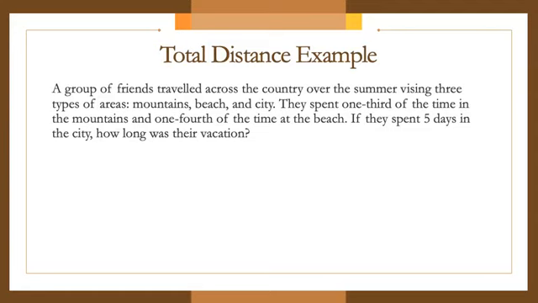Let's take a look at a word problem that can be modeled and solved using an equation. The first thing we always want to do with any word problem is to make sure we've read the problem carefully. A group of friends traveled across the country over the summer, visiting 3 types of areas: mountains, beach, and city. They spent 1/3 of the time in the mountains and 1/4 of the time at the beach. If they spent 5 days in the city, how long was their vacation?